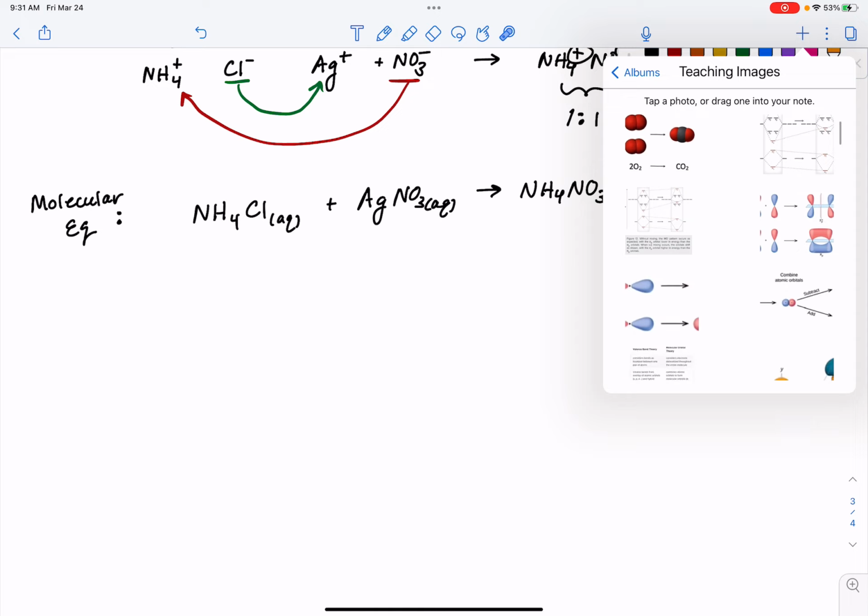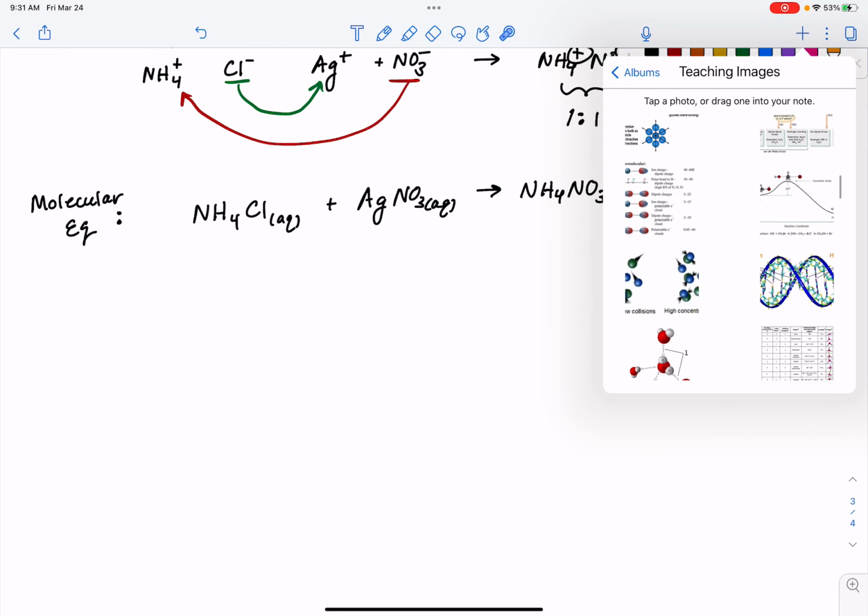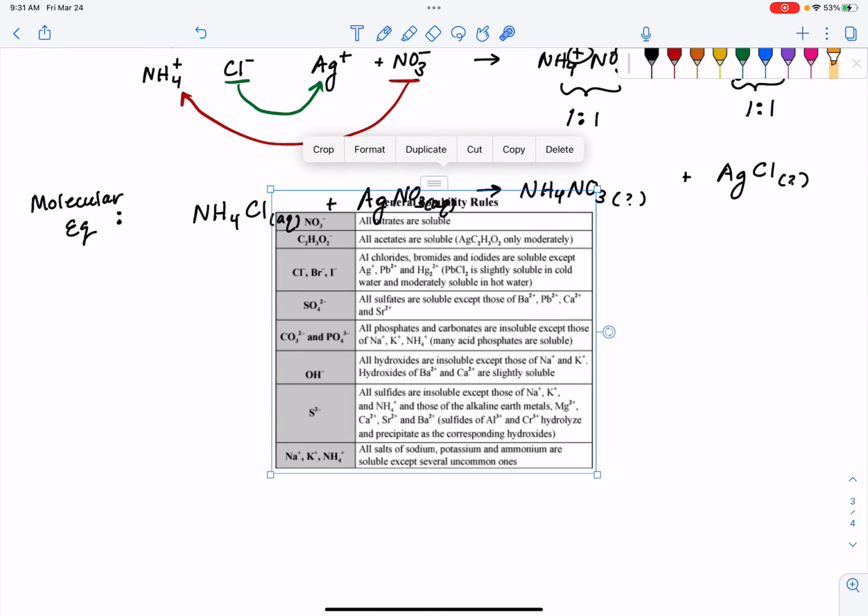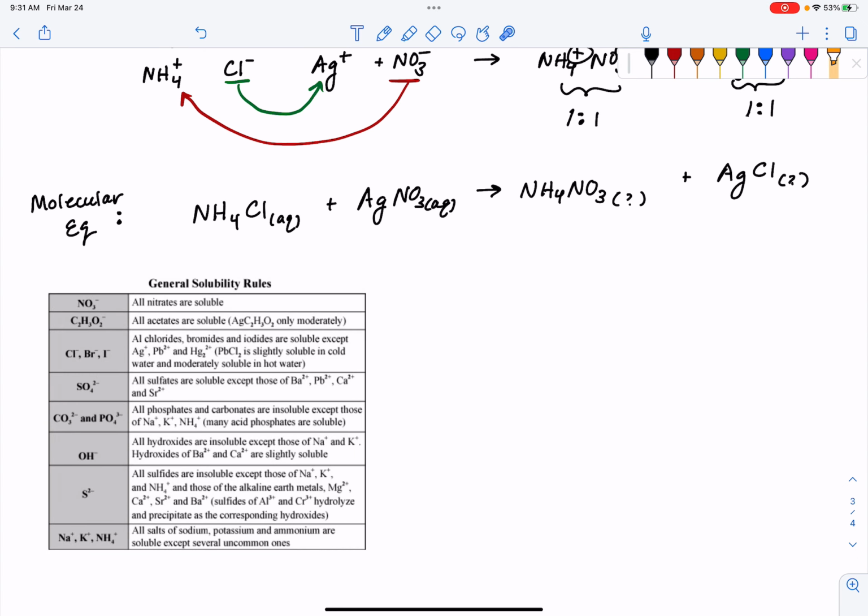So now it is time for us to reference our solubility rules so we can identify which of our products, if either, are an insoluble solid precipitate. So let's see here. I've got ammonium, which is one of our universally soluble cations, regardless of what its anion is. So this means that our ammonium nitrate must be aqueous. It is soluble.